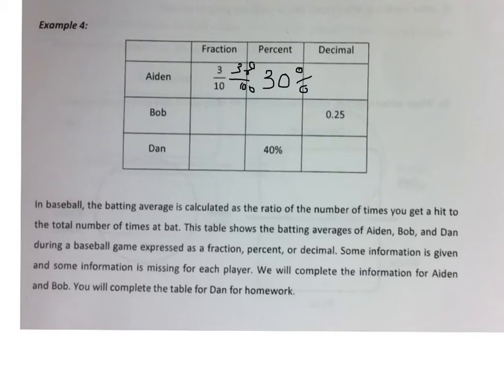The decimal: if I look at my fraction, 3/10, first of all, in your head, you should know what that is as a decimal. What does 3/10 look like? But if you can't figure it out, you can always take your fraction and take the top divided by the bottom, so 3 divided by 10, and you're going to get 0.3.